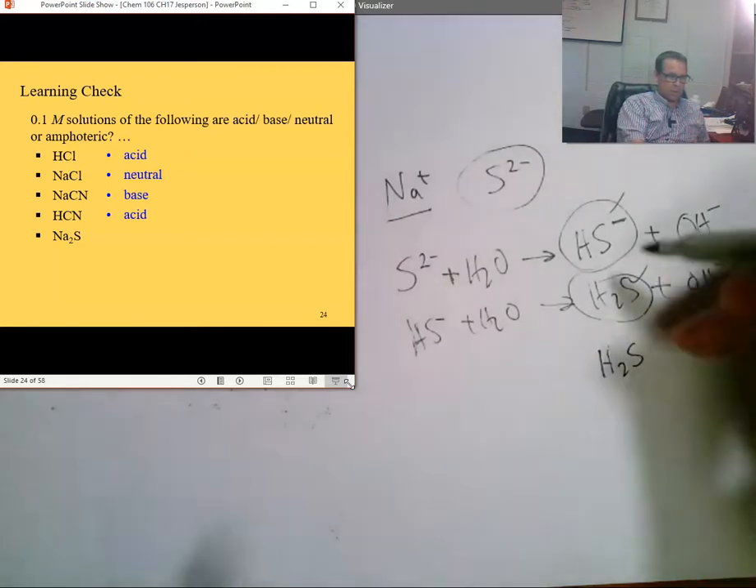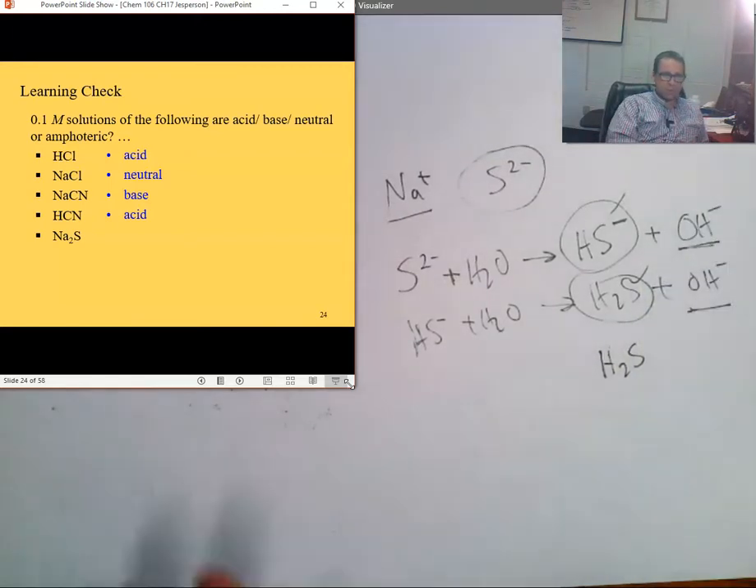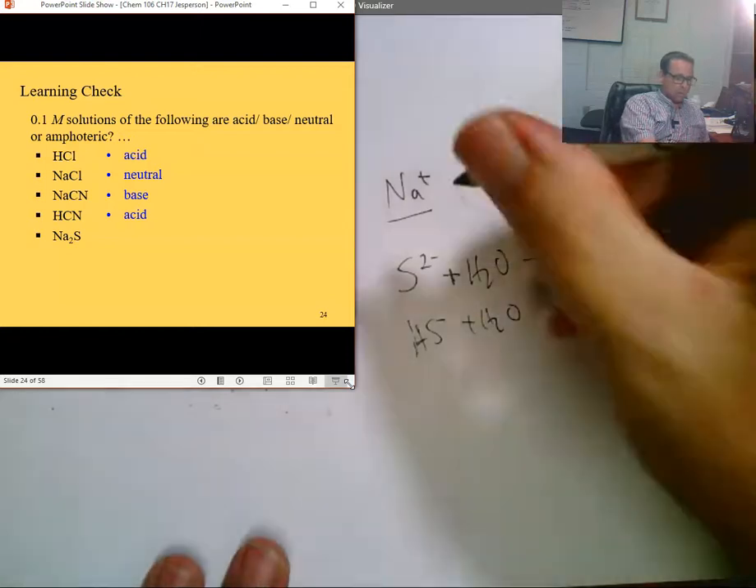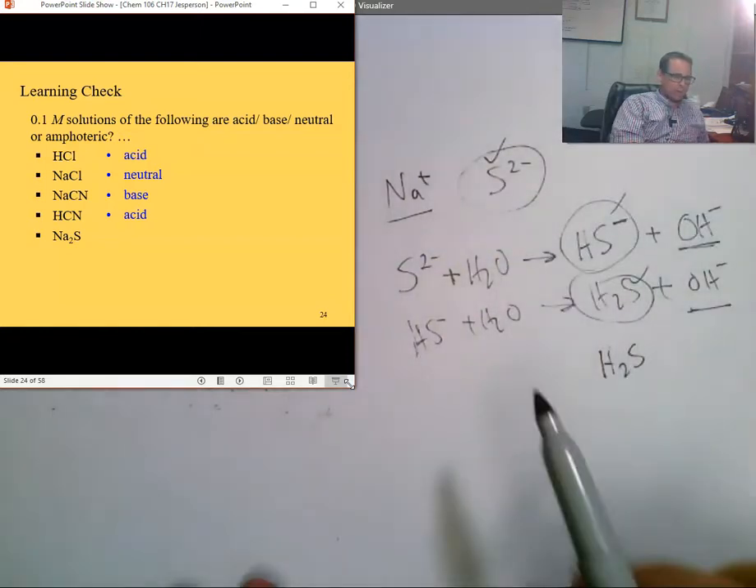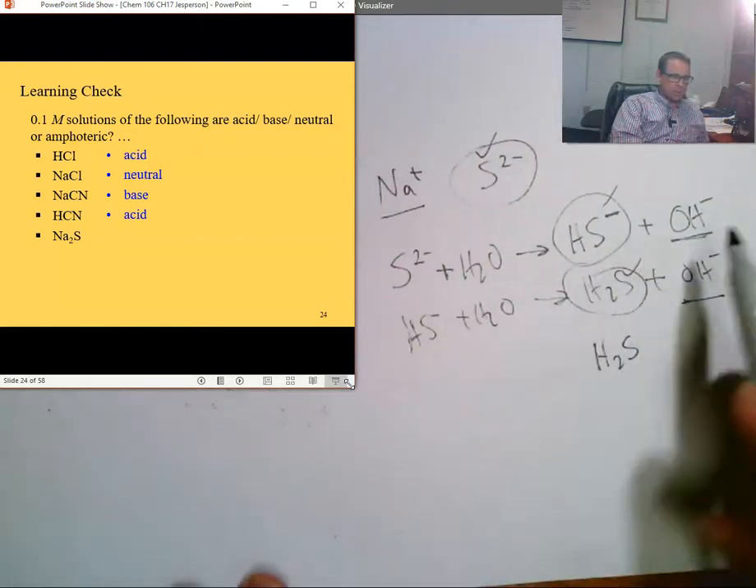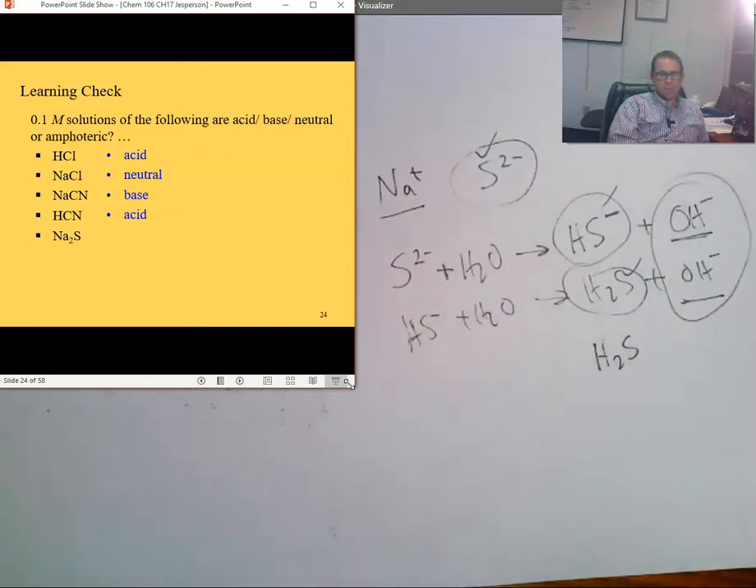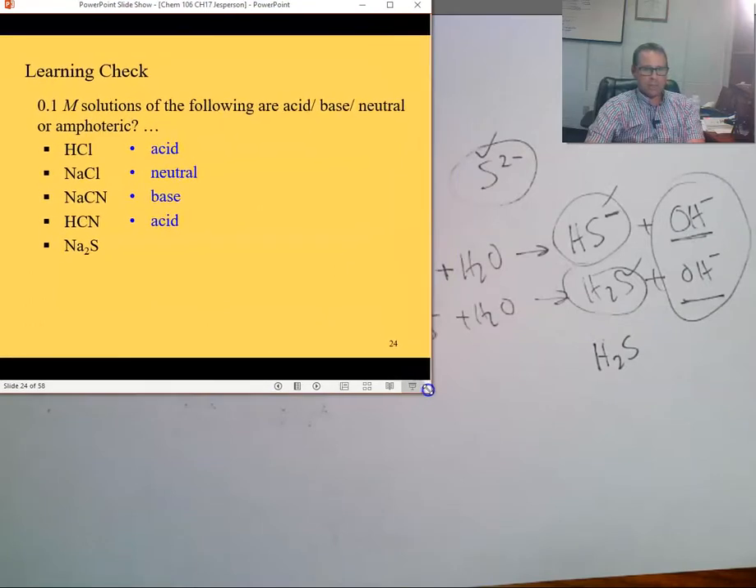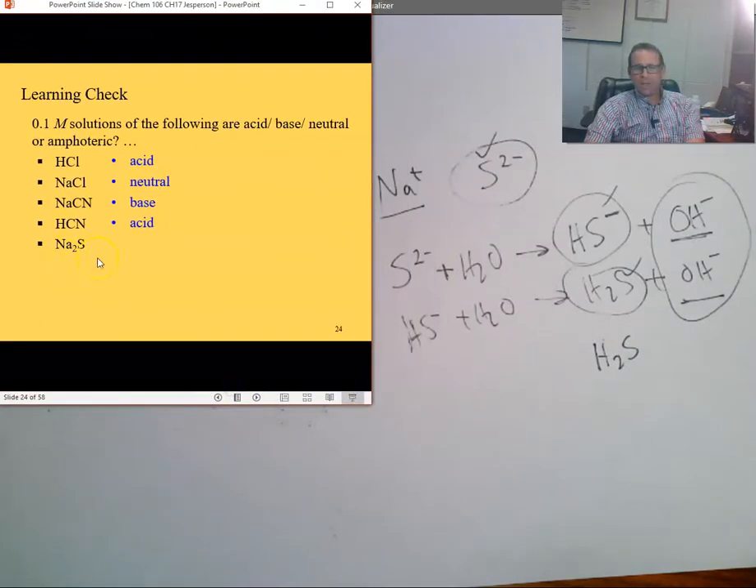Acidic. Well, what's left over here? Oh, OH minus. So basic. That's right. The presence of the sulfide ion pulls protons off of water and results in hydroxide ions, making the solution basic. The simple way to say that is: you add sodium sulfide to solution, the sulfide ion is the conjugate base of a weak acid, therefore it will make the solution basic.